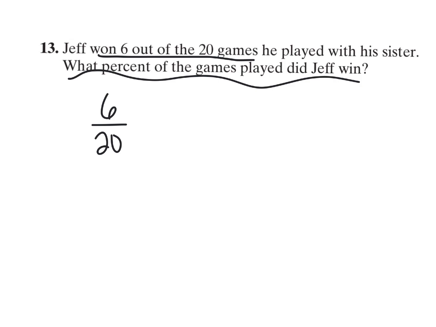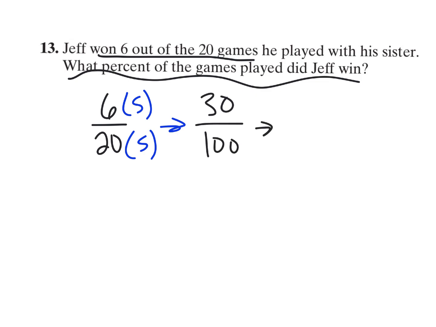So for a percent, we want a number out of 100. So we would want to multiply both of these by 5. And that would be 30 over 100, which means 30%. Always watch the wording on these problems. Sometimes they'll do a reverse thing on you and say, what percent did Jeff lose? So in that case, you could figure out that he won 30%, and then that would mean that he lost 70%. Just subtract it from 100%. Those are called complementary events.